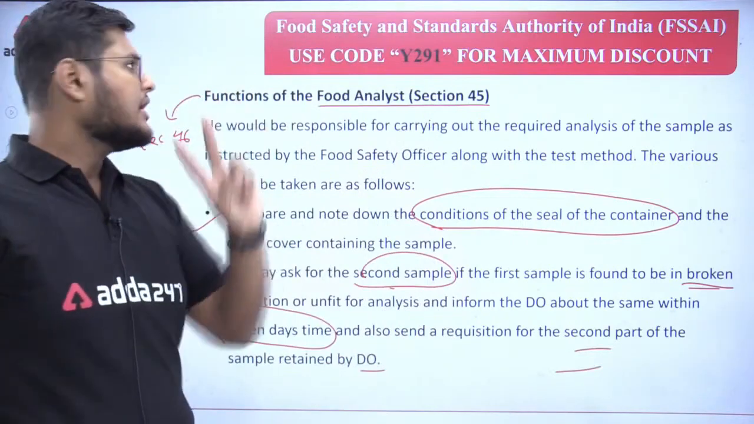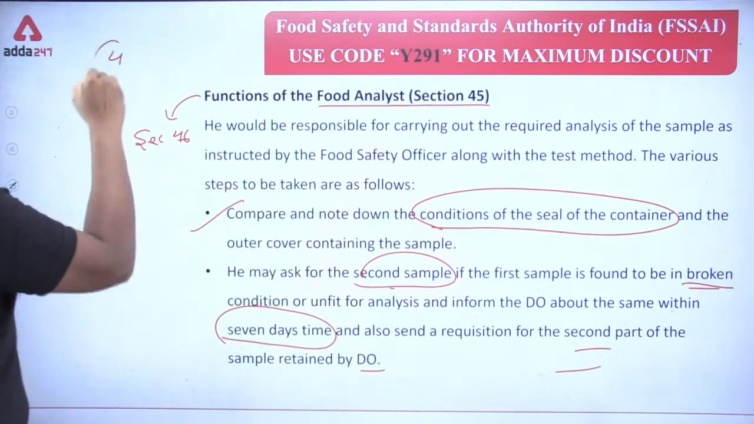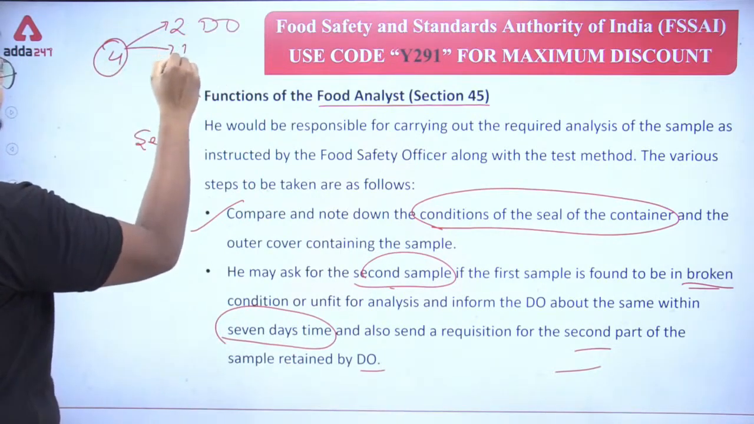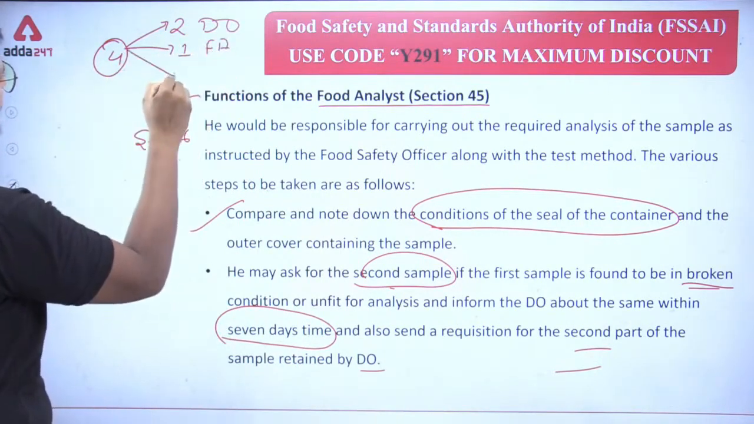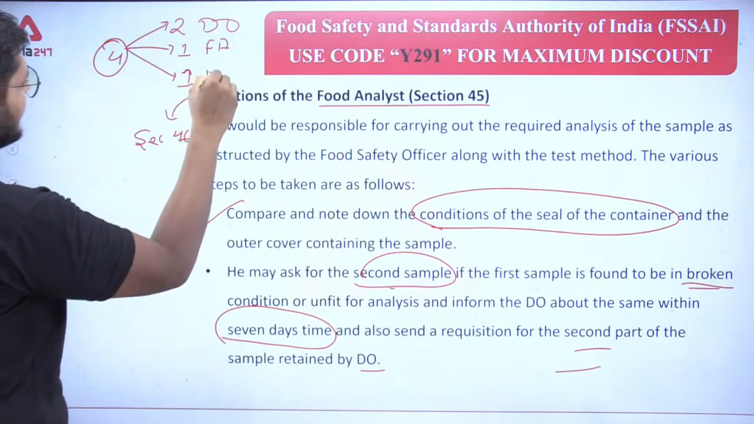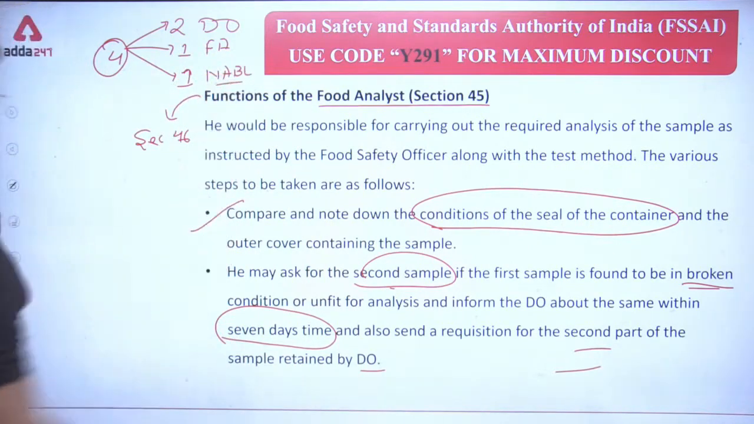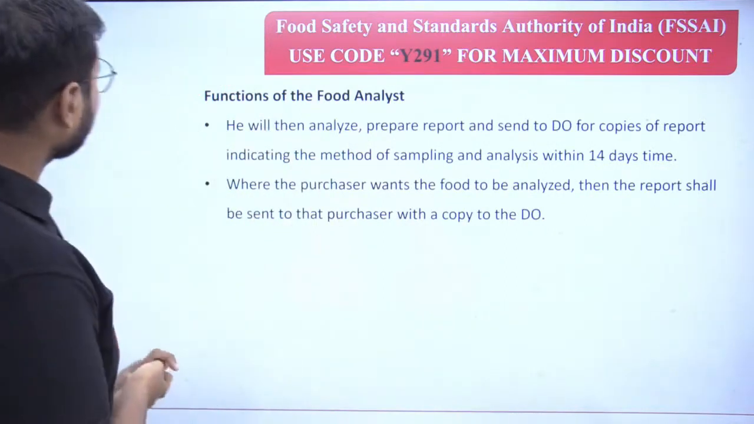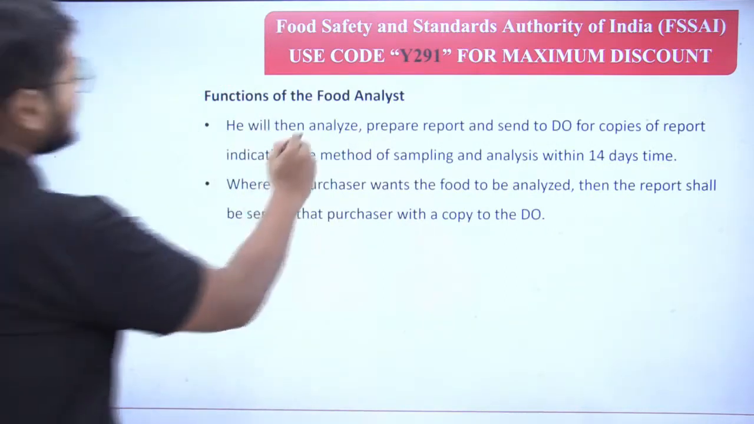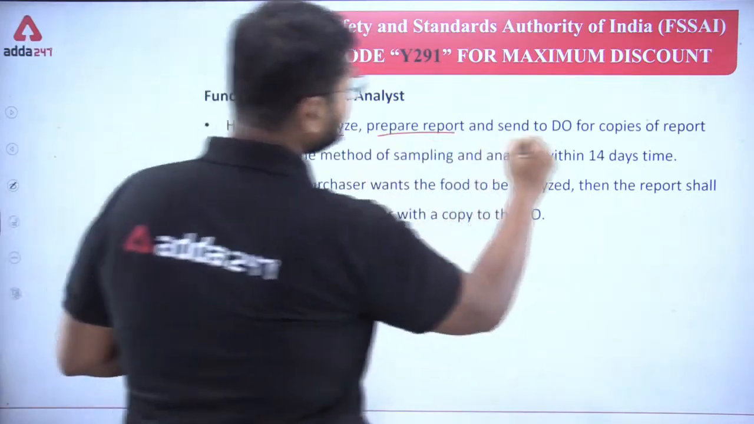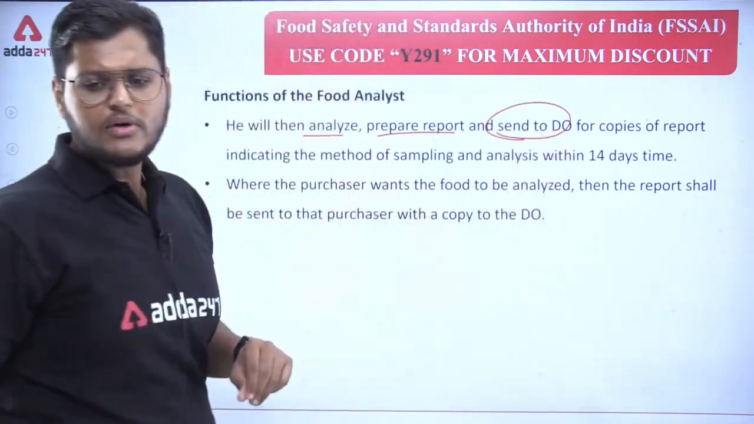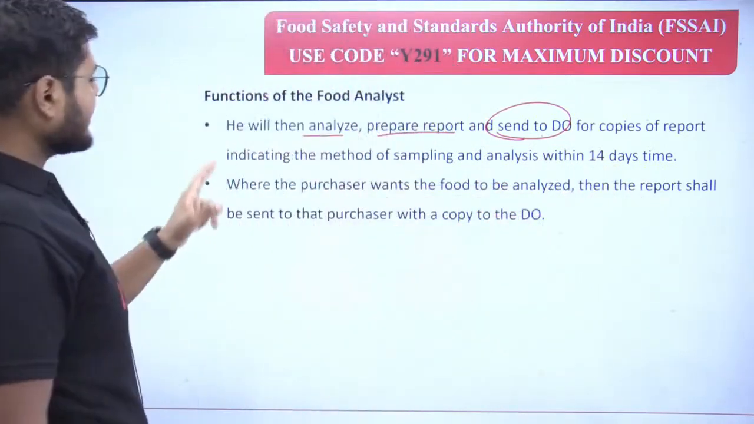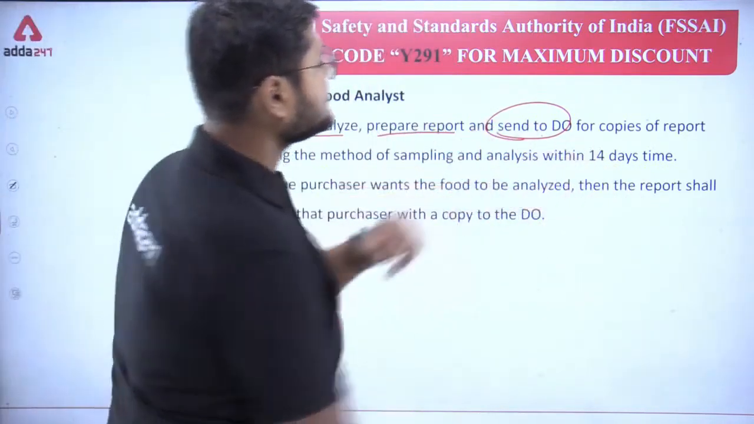Usually whenever sampling is done, 4 samples are collected: 2 samples are sent to the DO, 1 sample is sent to the food analyst, and 1 sample is sent to the NABL accredited labs. Next, again, the last slide, I guess. He will then analyze, prepare the report and send it to the DO. The report is sent to whom? Sent to the DO. Four copies of the report indicating the method of sampling and analysis within 14 days.